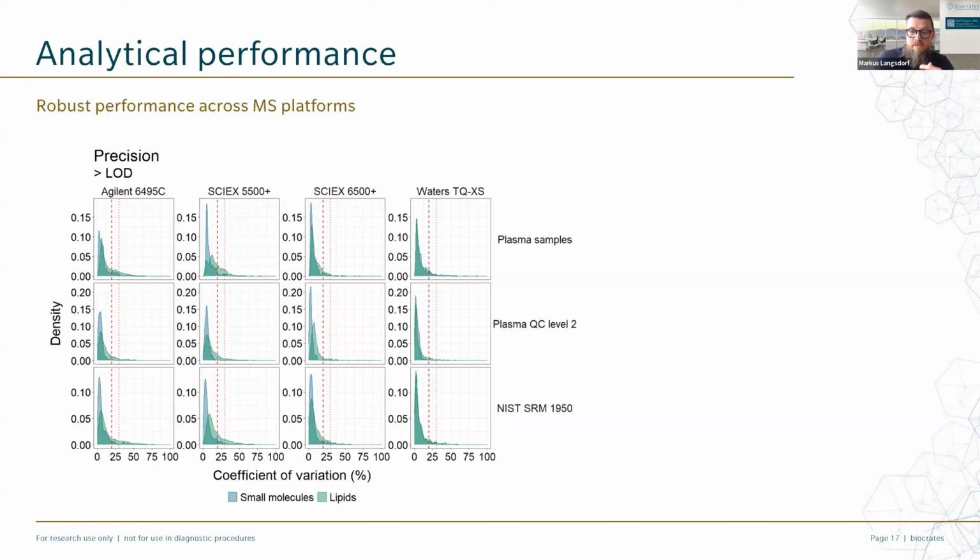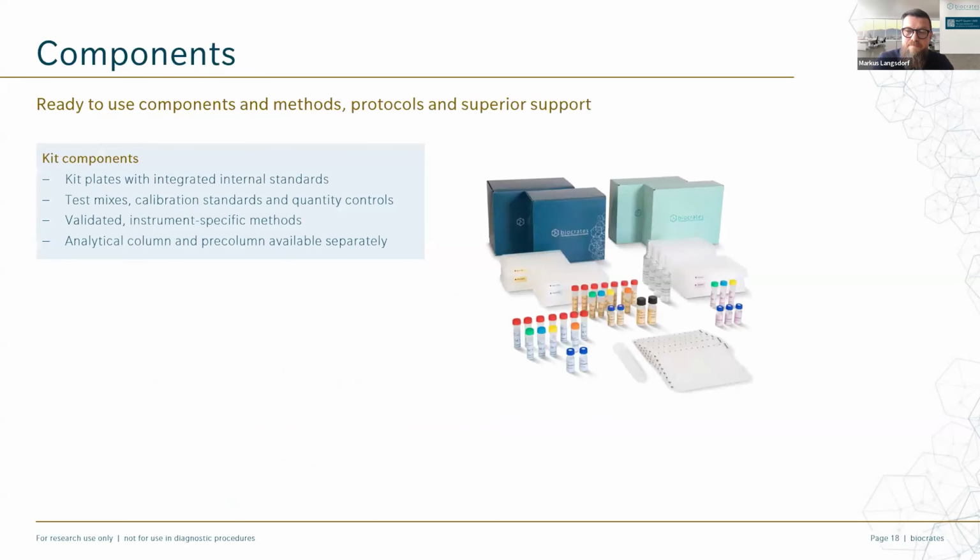The results about this performance across MS platforms will be published next week through our monthly newsletter in a technical note, also including accuracy plots against the NIST standard and correlation plots demonstrating the comparability across mass spectrometer platforms. So if you're interested, please visit our website and sign up for the newsletter.